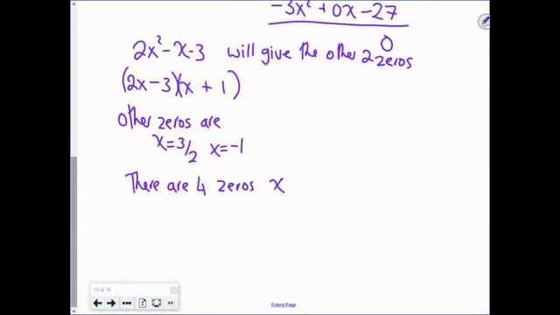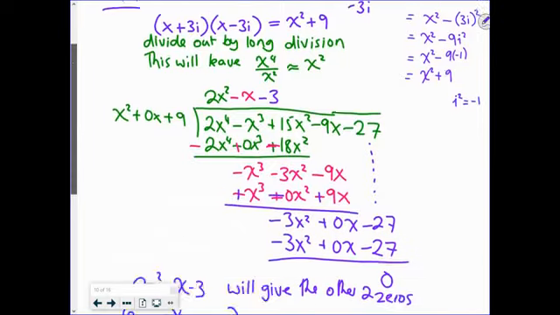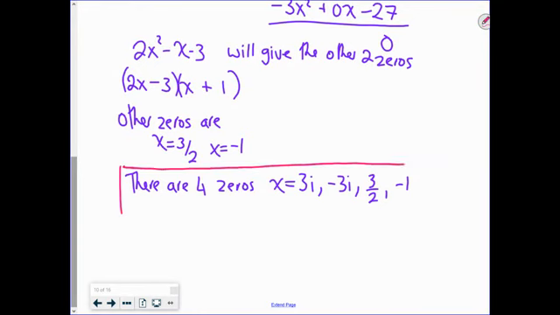The one they gave us, which was x is 3i, was it? All the way back there? Yep. There's x is 3i, which meant that we also had x is negative 3i. And then we found 2 more, which are 3 over 2 and minus 1. We found 4 zeros. And it was a polynomial of degree 4, so we expect to find 4.